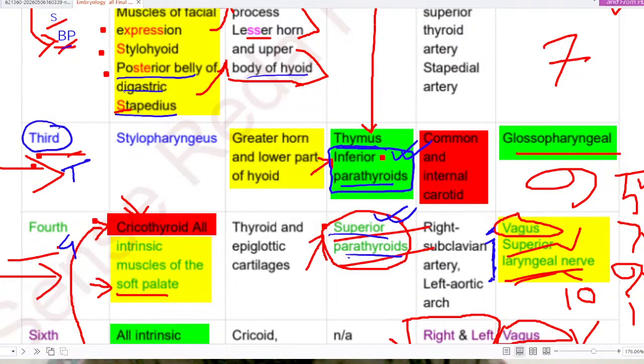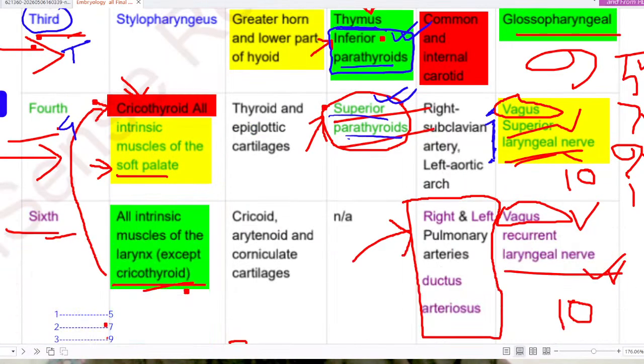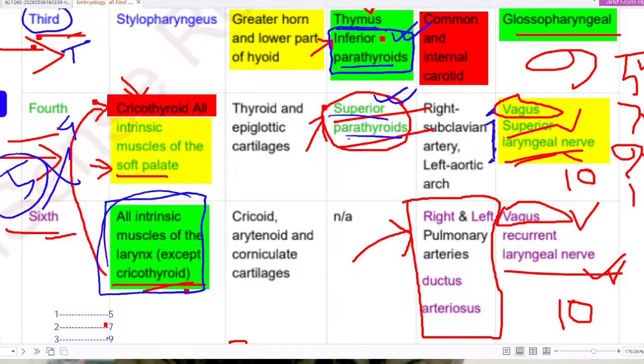Now, the inferior laryngeal or recurrent laryngeal, it will develop from the sixth. There is no fifth, because the fifth arch actually fuses, and we have the sixth. From the sixth, all intrinsic muscles of the larynx. This is an exam question. All intrinsic muscles of the larynx except cricothyroid. You remember we discussed this one.